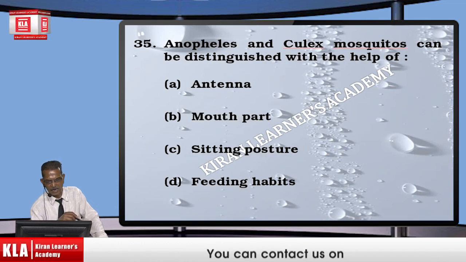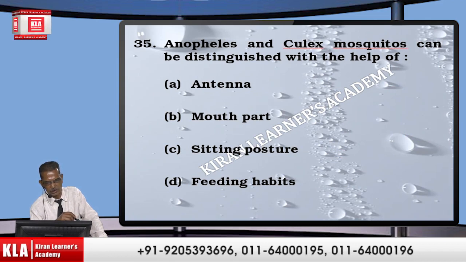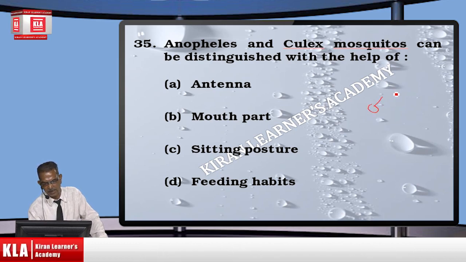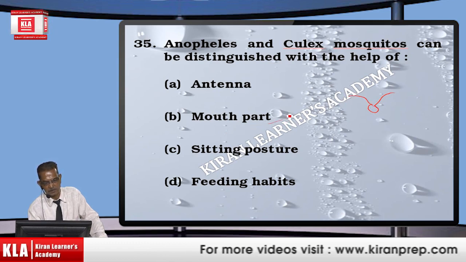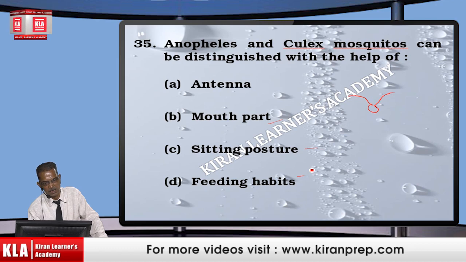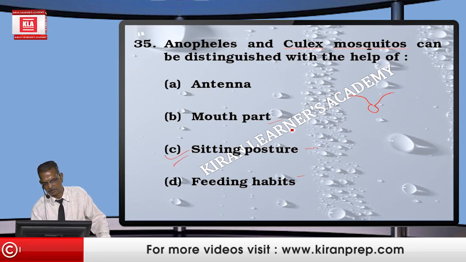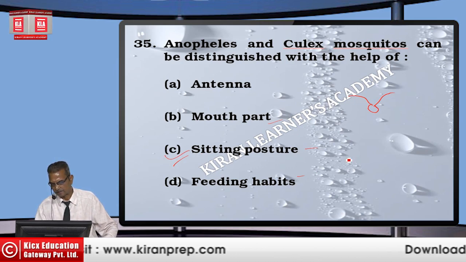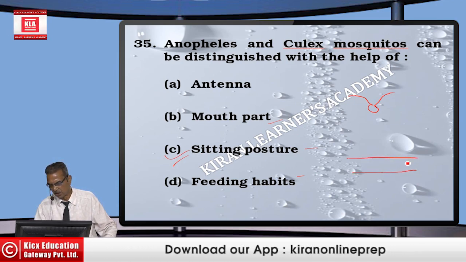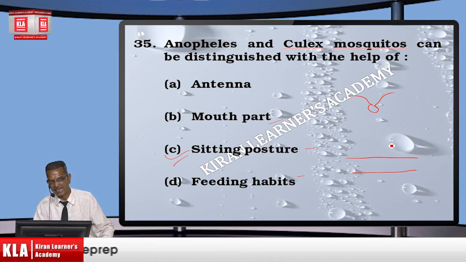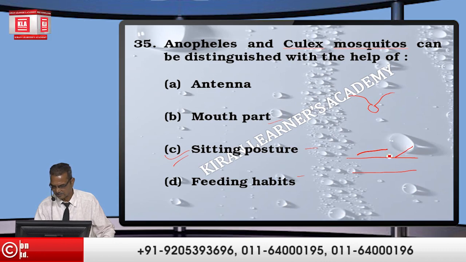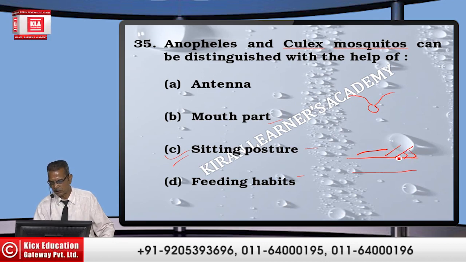Next, Anopheles and Culex mosquitoes can be distinguished with the help of: antenna, mouth part, sitting posture, feeding habits. That means if this is the head part, from here the antenna comes out. Now C is the correct option, because if you watch carefully, if this is your skin surface and you see an insect visiting you, whether it's an Anopheles or a Culex will depend on how it lands and sits. If it sits inclined like this, then it is Anopheles.